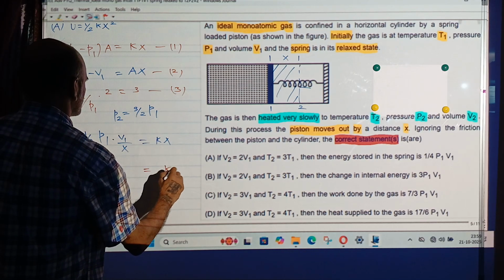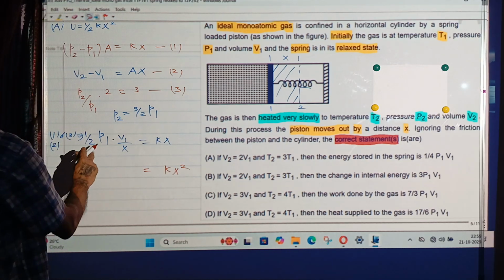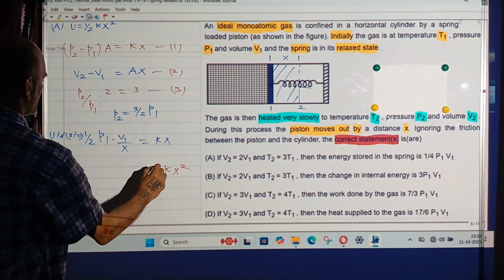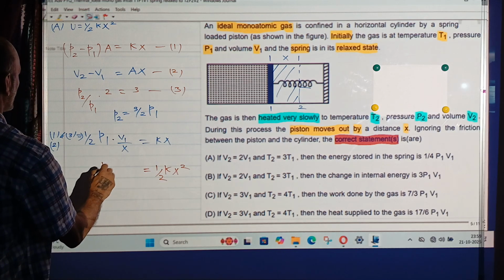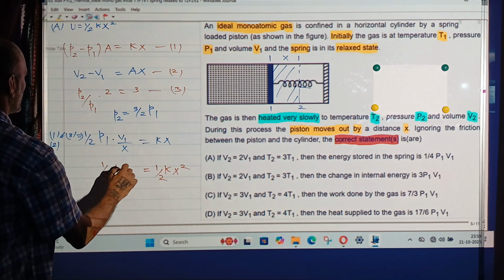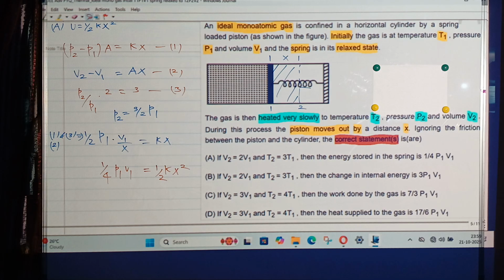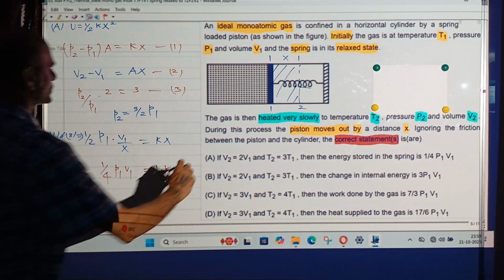So X, if it comes on the right side, will become Kx square, and it will become half P1 V1. So I'll divide by 2 on both sides, it will become 1/4 P1 V1. Then this is simple manipulation. So I got this half Kx square, which is the spring energy. So option A is true.